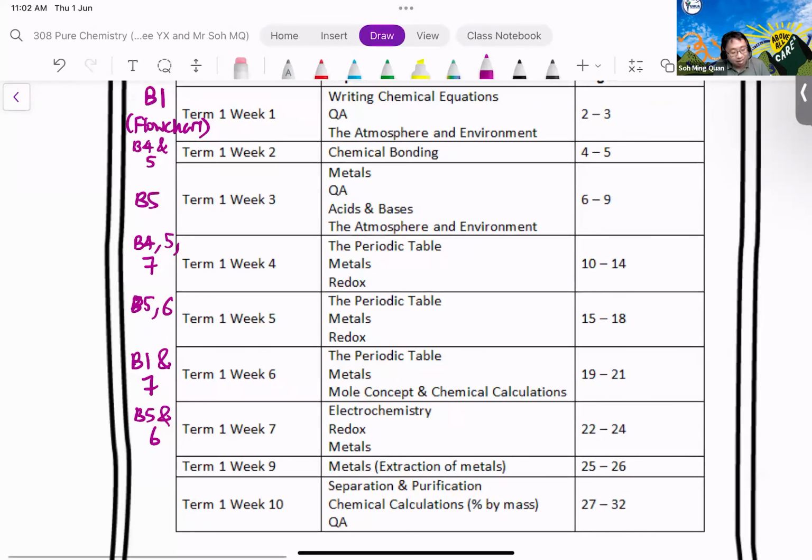Term 1, week 9 is the one, the extraction of iron and titanium just now, is selecting information, reading a whole wall of text, selecting information. Finally, term 1, week 10, selecting information, translating the information from the table into prose form, and finally, providing a reasoned explanation. So hopefully you can see a variety of skills which are being tested.